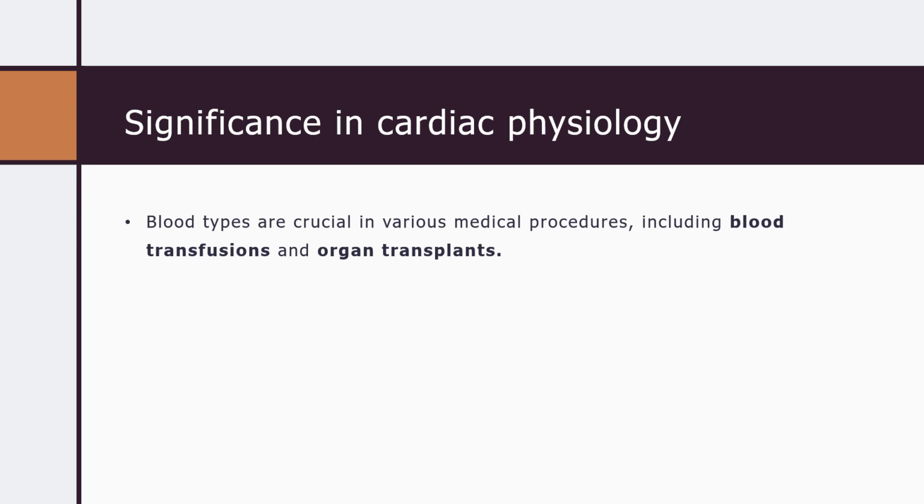Organ transplants. Blood type compatibility is also critical in organ transplantation to reduce the risk of rejection. For example, when transplanting organs like kidneys or livers, matching the donor and recipient blood types can improve the chance of a successful transplant.